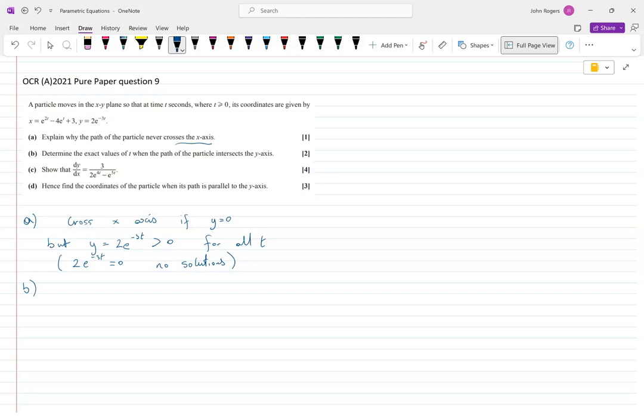Okay, so part B. Part B is again a bit of interpretation. It intersects the y-axis when x equals 0. So that gives me e to the 2t minus 4e to the t plus 3 equals 0.